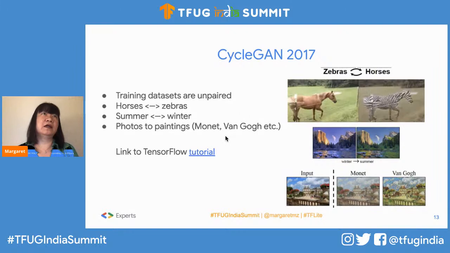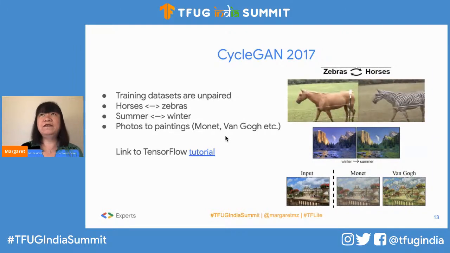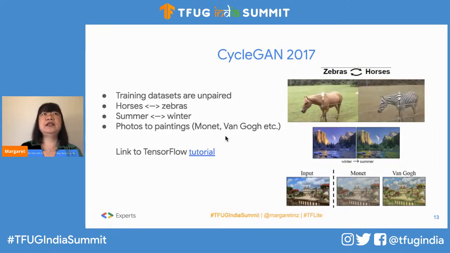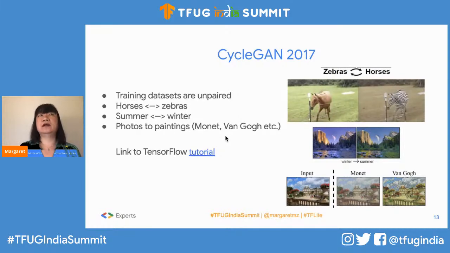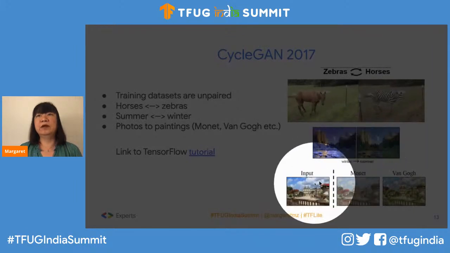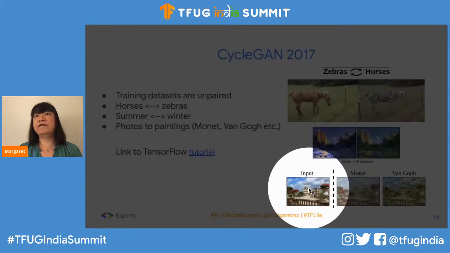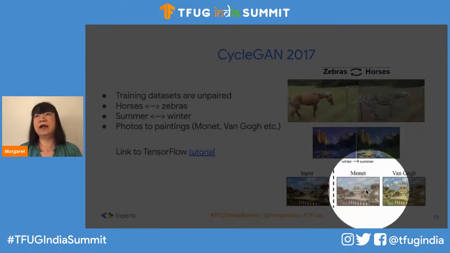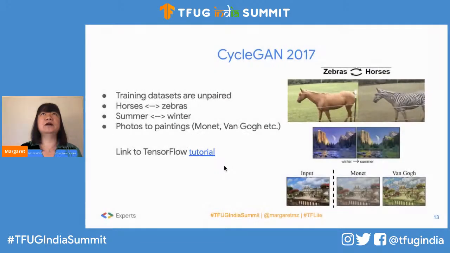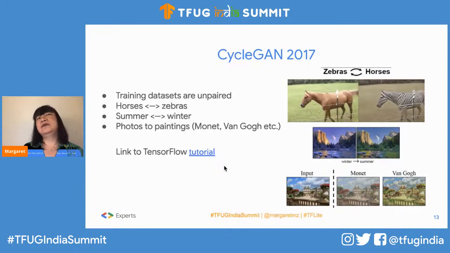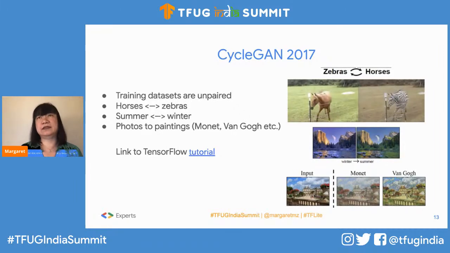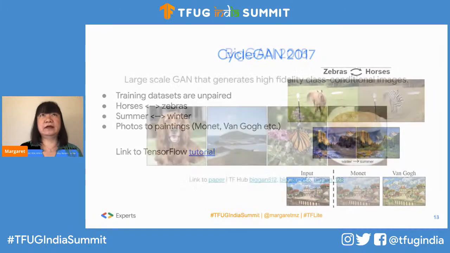Then in 2017, we had CycleGAN. The effect is very similar to pix-to-pix. However, the training data sets don't need to be paired. And as you can see, the examples of horses and zebra, winter to summer, and then you can input a regular photo and convert it to an artistic style of Monet or Van Gogh painting. I have included a link to the TensorFlow tutorial on CycleGAN. I think recently one of our MLGDs also created a Keras tutorial on CycleGAN as well.